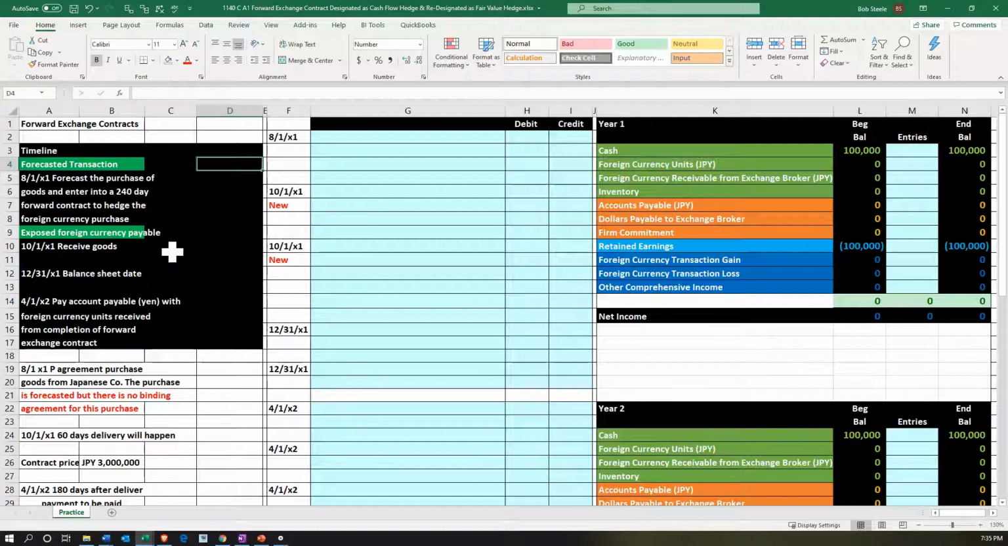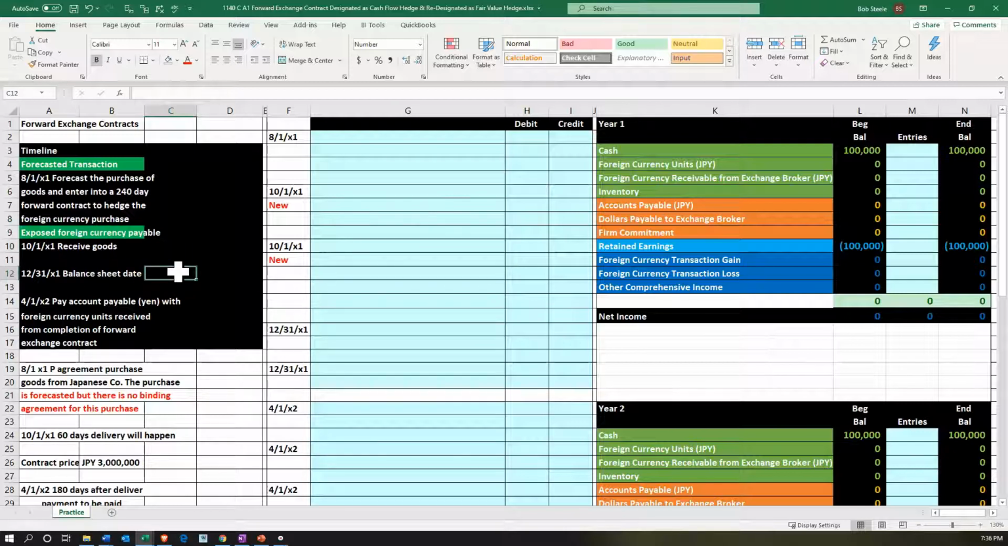Then we have the exposed foreign currency payable. On 10/1/X1, we receive the goods. So now we're going to say we got the goods, have been received at this point in time. We're going to record that inventory. We still have our forward exchange contract that was for the full 240 days. It's still going, but now we have the exposed foreign currency payable because we have not yet paid for it yet. We basically purchased it on account. We'll be paying for it in the future. We'll be paying for it in yen, and therefore we have that foreign currency that we'll be dealing with.